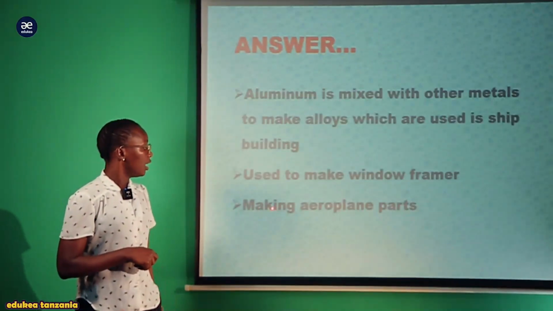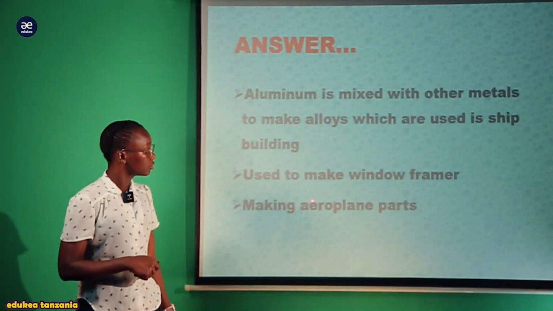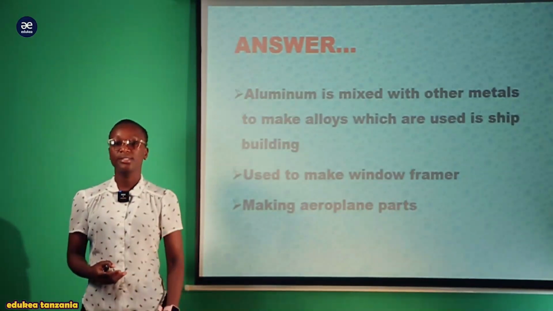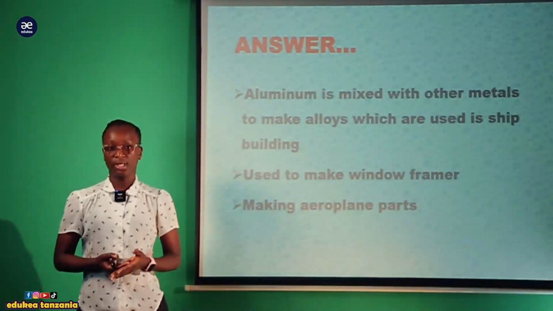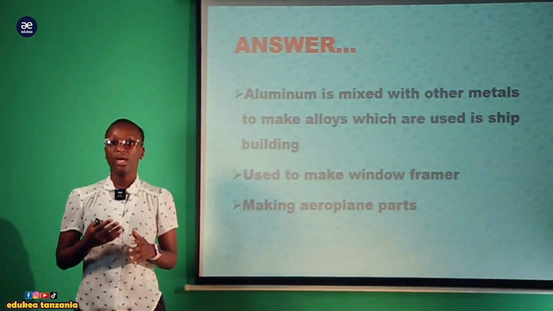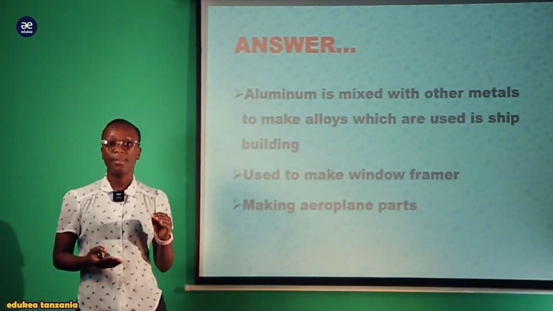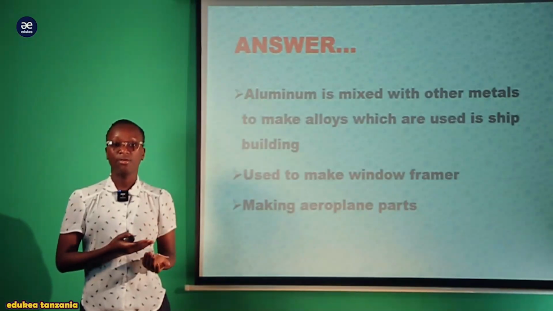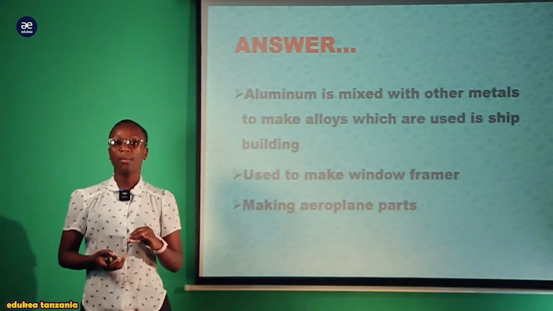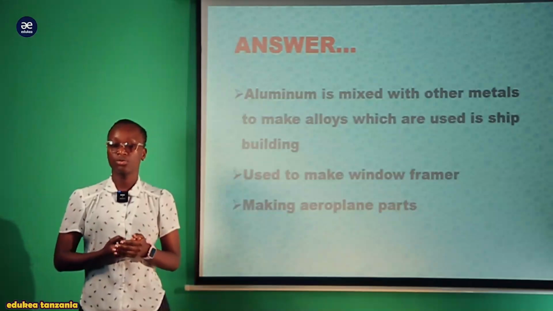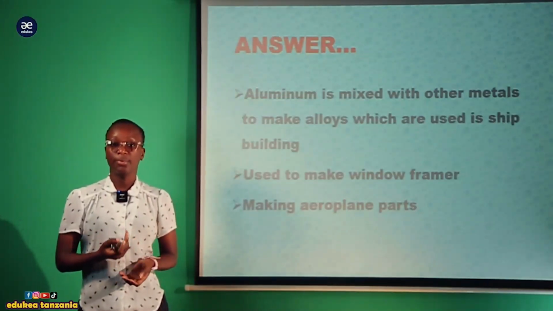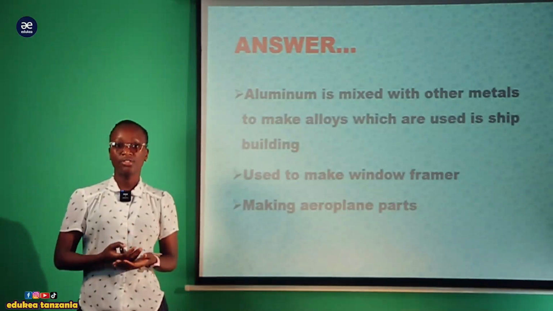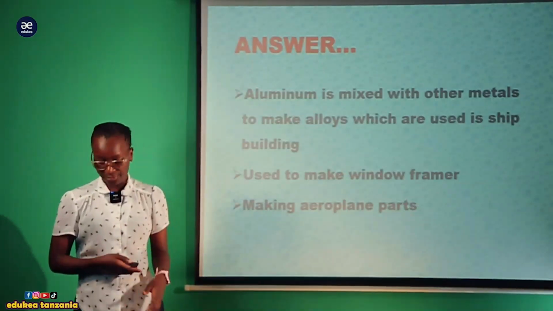But it is also used in making aeroplane parts. This aluminium is useful in making some parts of the aeroplane. For instance, you find that some parts of the aeroplane are made using aluminium. So you can see how aluminium is a very important, vital element in our daily life.